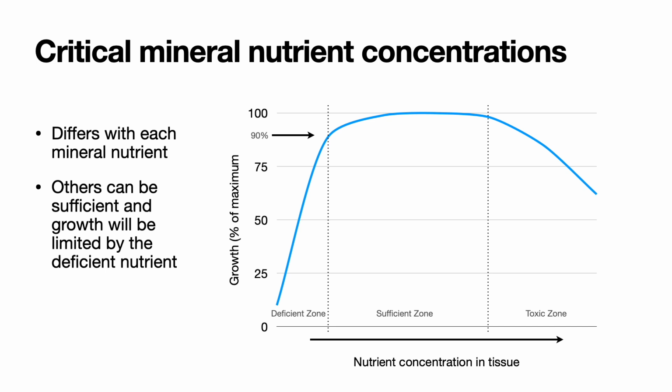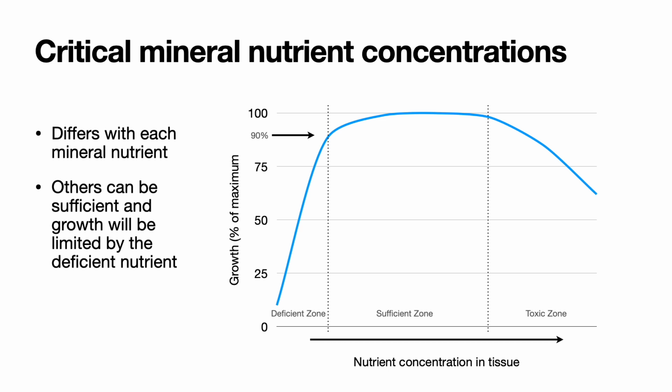So scientists have defined what are called the critical mineral nutrient concentrations. And they base this upon the growth of the plant, here shown as a percentage of some sort of maximum depending on the plant. And so this nutrient is in the sufficient zone when anywhere between 90% to 100% of the growth of the plant is maximal. So in a deficient zone, the plant is going to be limited or inhibited. It will not grow very well because the nutrient is limiting.